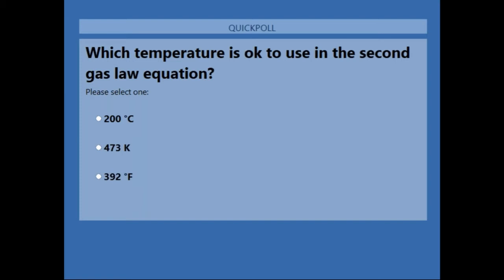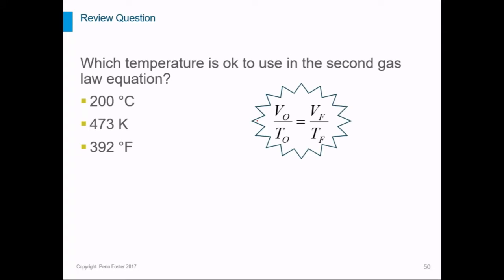Awesome. Okay, so almost everybody got the right answer of 473 Kelvin. And this is the formula that we'd be using it in. So we have to put our temperatures in for the T's. We did get a couple answers of Celsius. So we do use Celsius a lot in this class, but when we're dealing with gas laws, we need to use absolute pressures and absolute temperatures, and Kelvin is the only absolute temperature. We did talk about that in lesson 2.1 if you want to go back and watch that video.